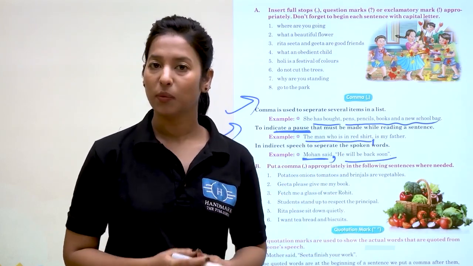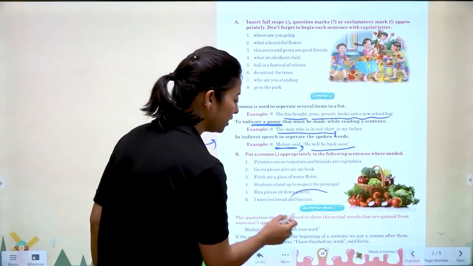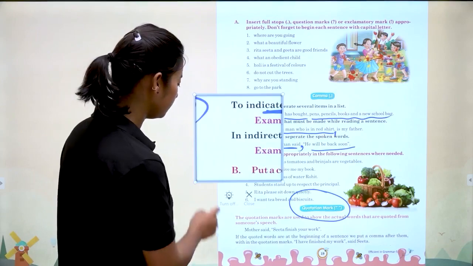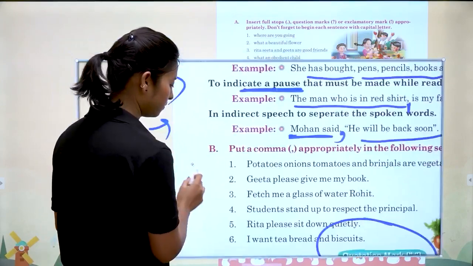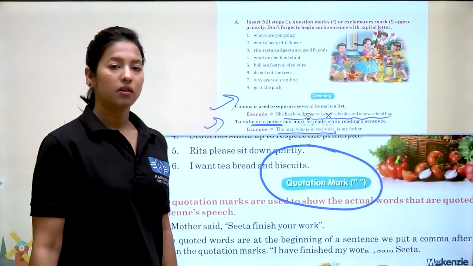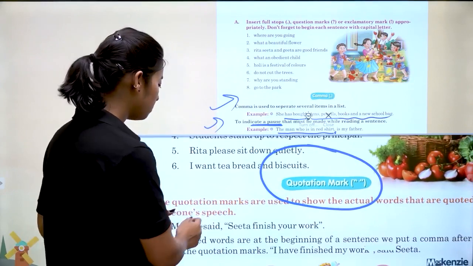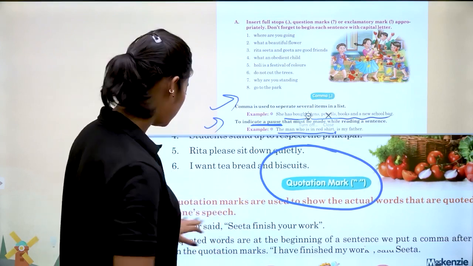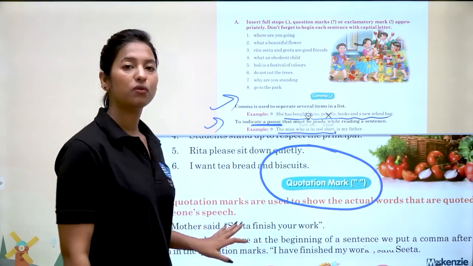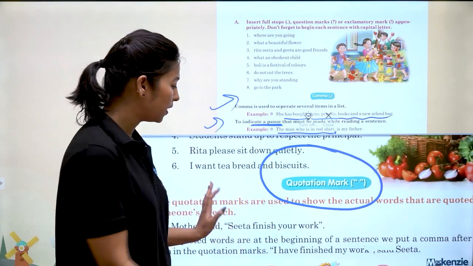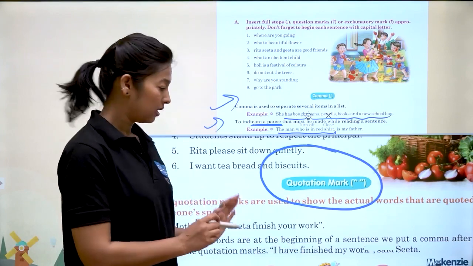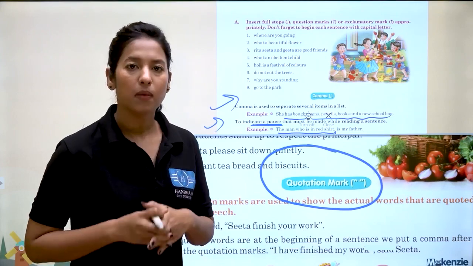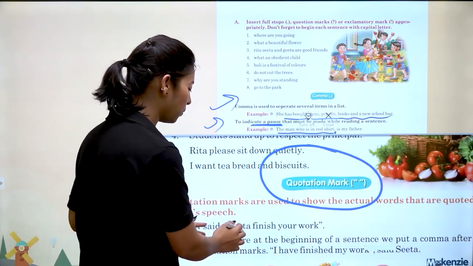Now children, another punctuation mark we have is a quotation mark. Now what is a quotation mark, children? Here we can see an example. Mother said, "Sita, finish your work." What is written here? After Mother said we have used a comma which is used to separate the exact spoken words. "Sita, finish your work." So we used quotation mark with the exact spoken words.